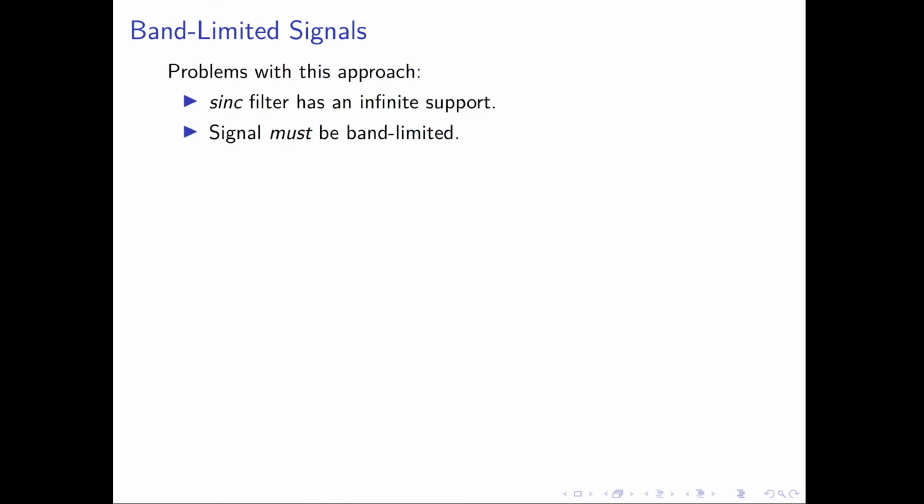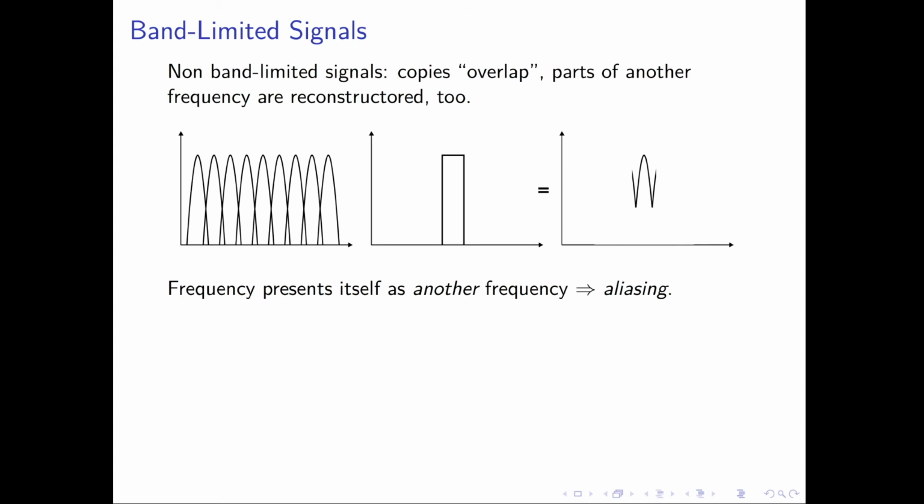So there are two problems with this approach, and this makes it rather theoretical. The problems are that the perfect reconstruction filter happens to have an infinite support in the spatial domain, and we're requiring that the signal must be band limited. And what does that mean?